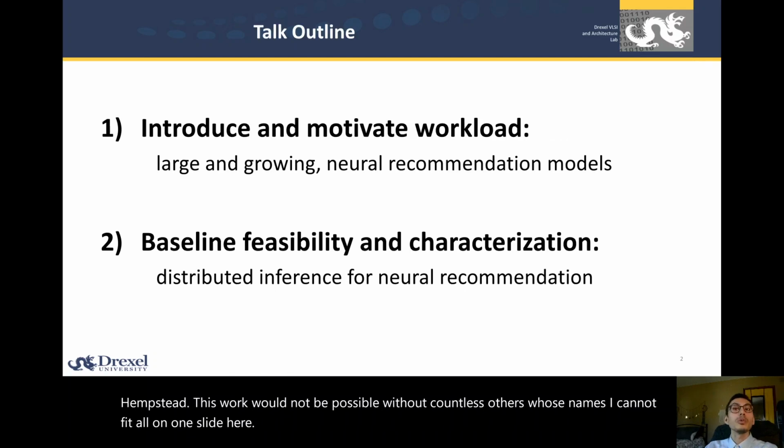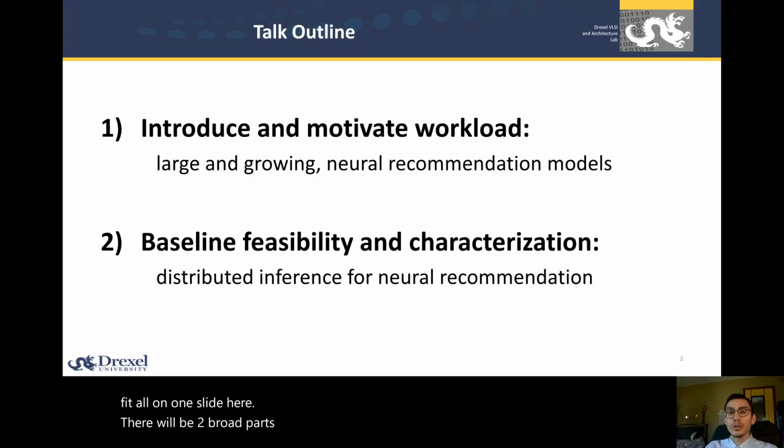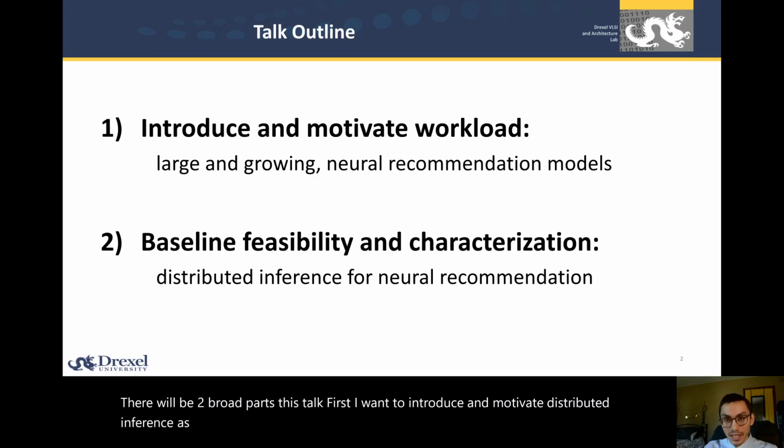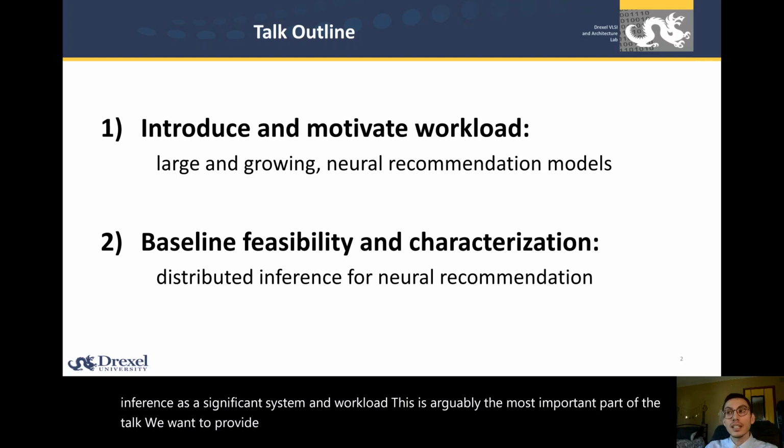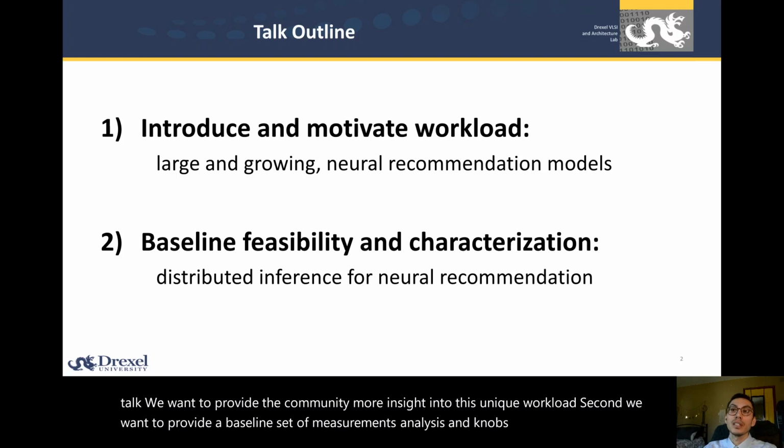There will be two broad parts to this talk. First, I want to introduce and motivate distributed inference as a significant system and workload. This is arguably the most important part of the talk. We want to provide the community more insight into this unique workload. Second, we want to provide a baseline set of measurements, analyses, and knobs to see how feasible it is in the data center.